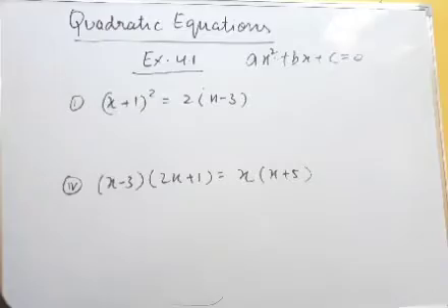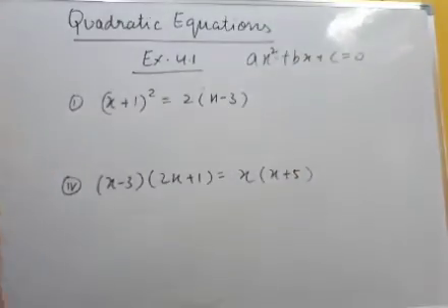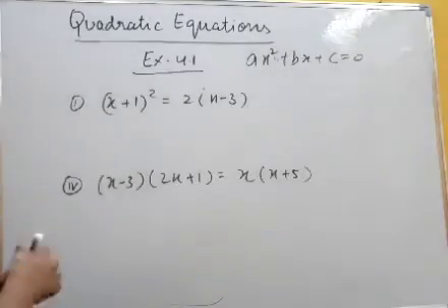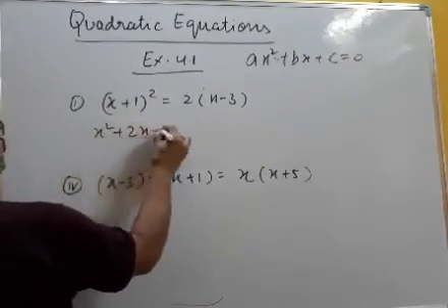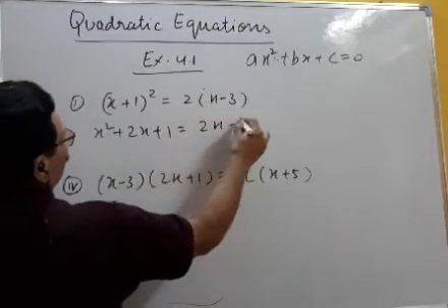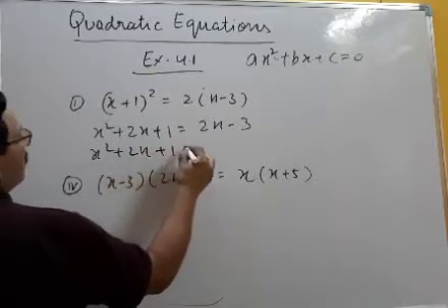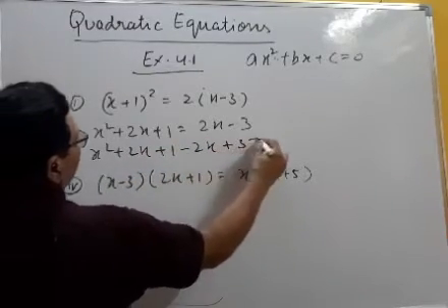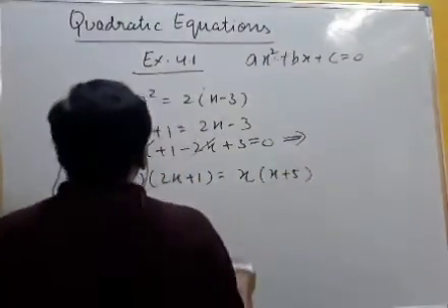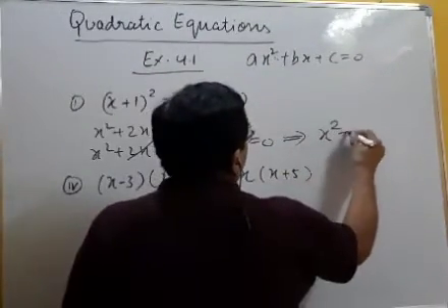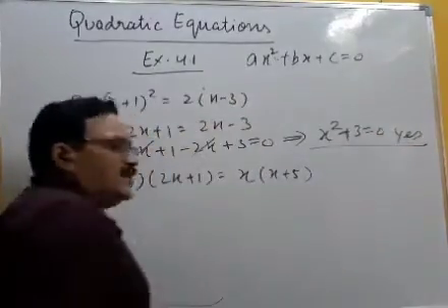See children, you can try yourself. But you will find that with (x square plus 1) whole square, open it: x square plus 2x plus 1, and 2x minus 3. Then x square plus 2x plus 1 minus 2x plus 3 equal to 0. 2x and 2x cancel. This will give you x square plus 3 equal to 0. Yes. Why is this quadratic?